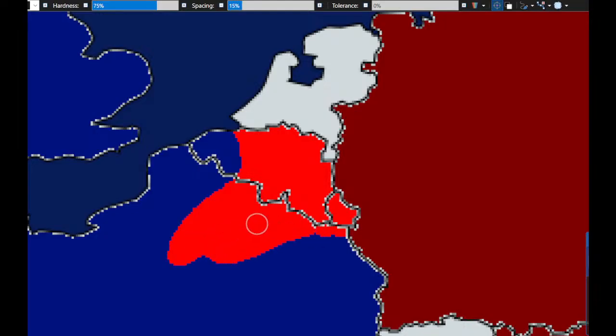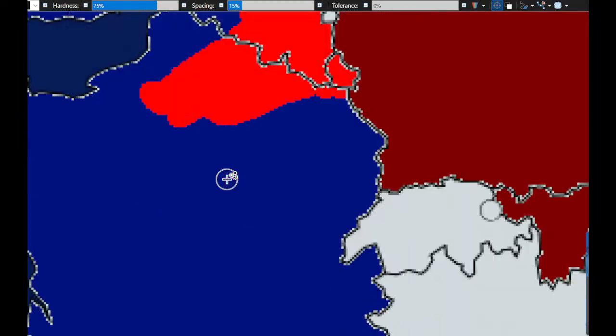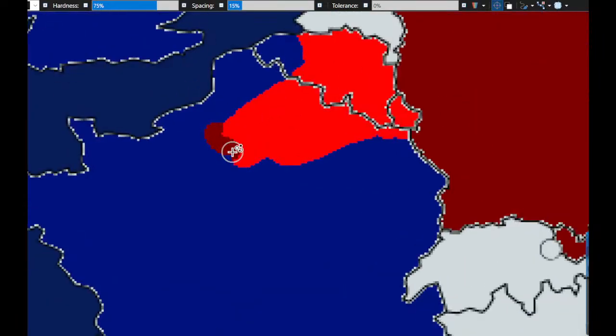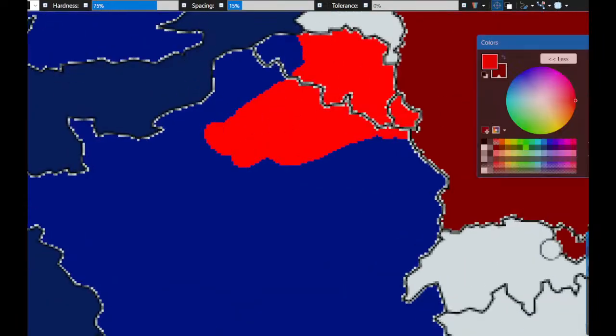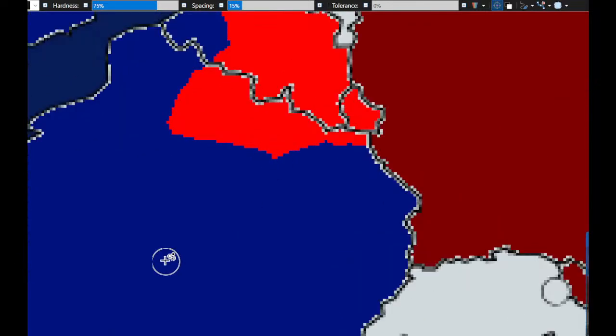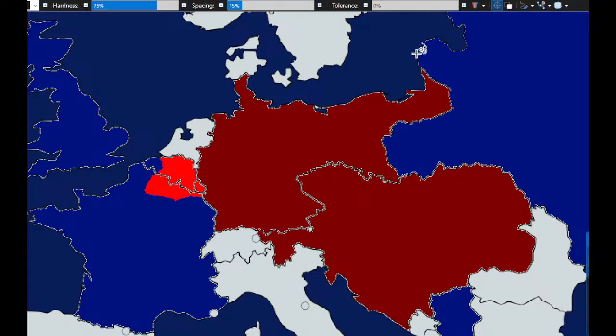So essentially something kind of like this happens, where Germany would almost take Paris, but then the Entente pushes them back to about here.